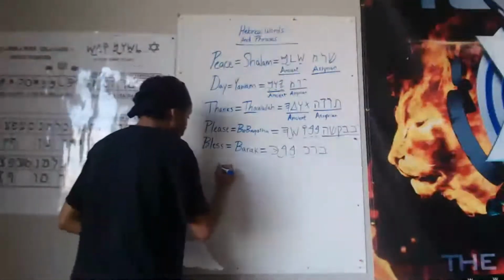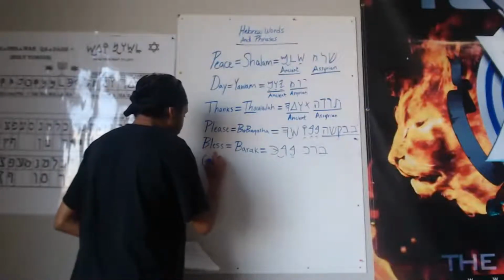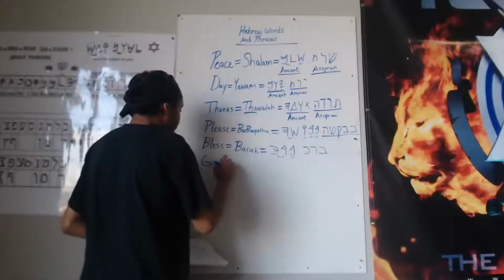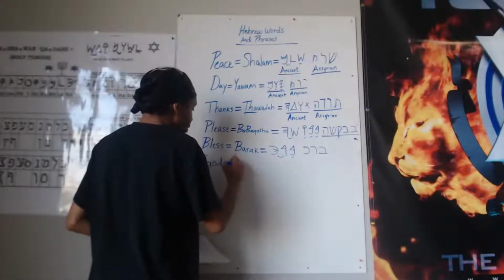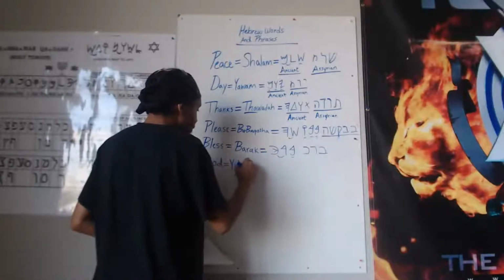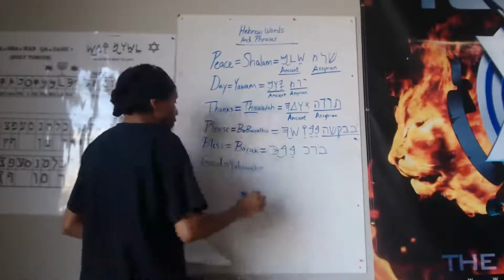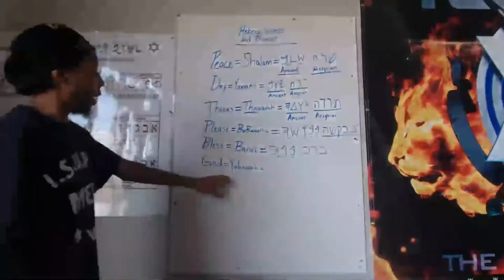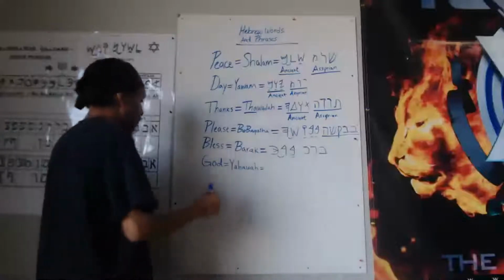Now this one's powerful, right? The next one, God. God, which means Yahweh. Now I would do Yahweh Shai, who is Christ, right? Which I still can. Hold on.